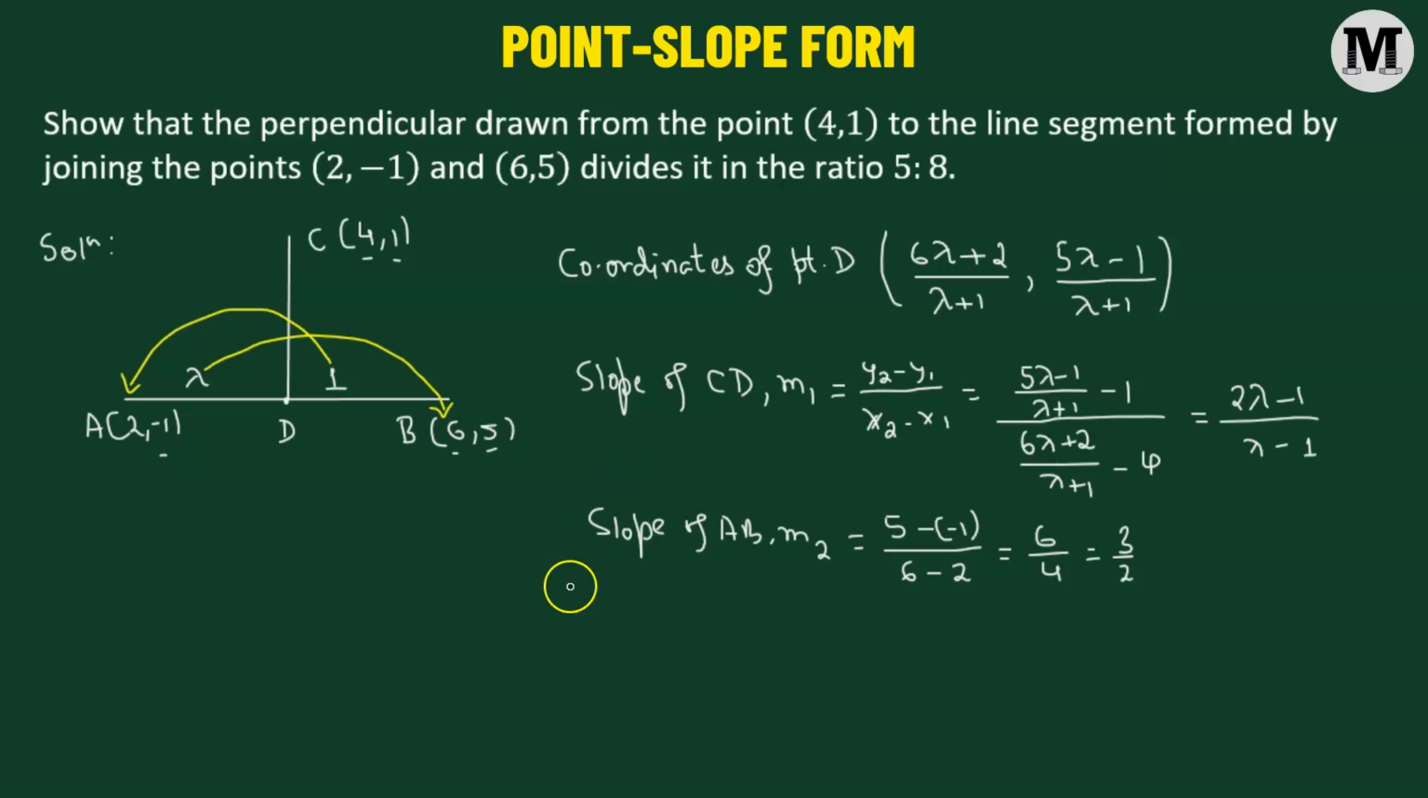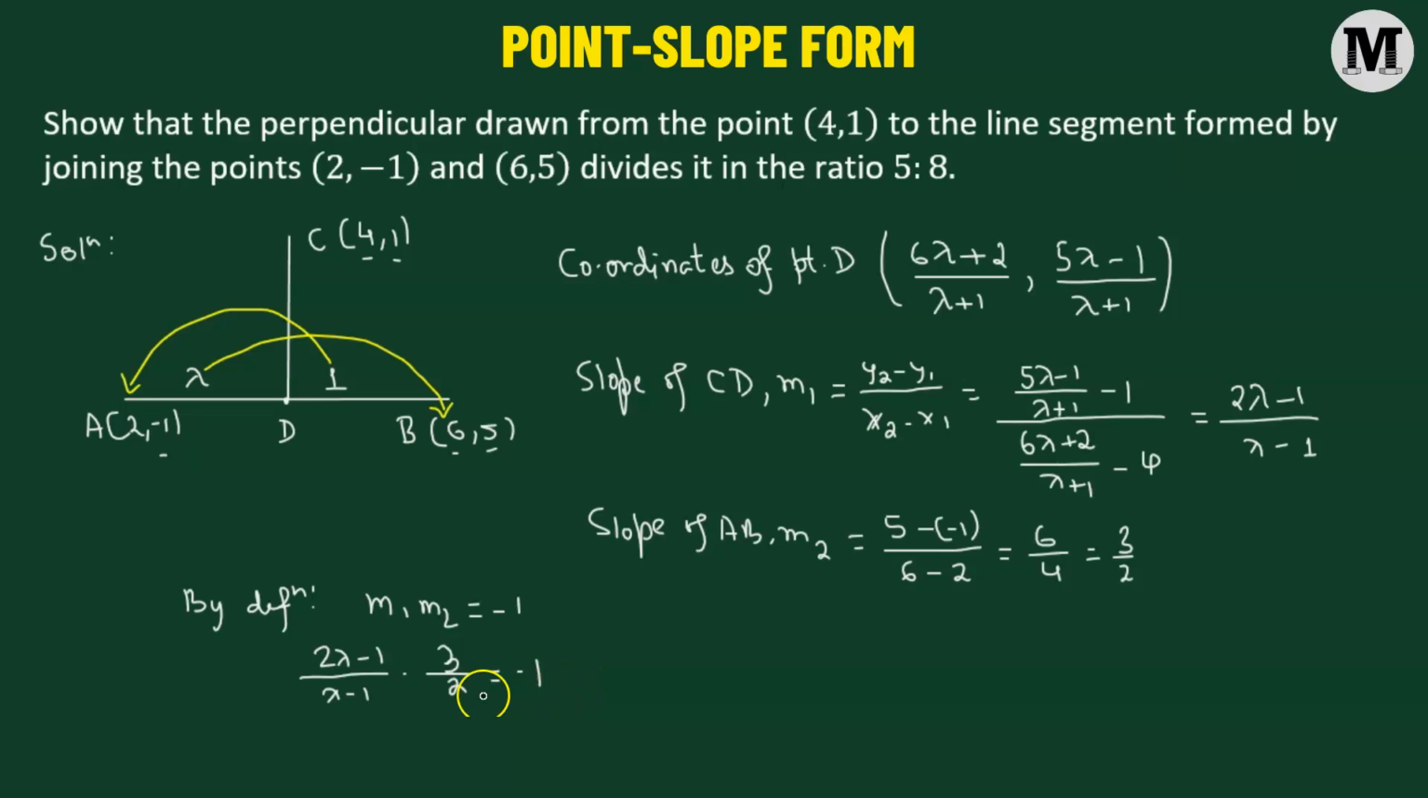Now, the whole reason we're finding the slopes is because we know by definition that whenever two lines are perpendicular to each other, the product of their slopes must be equal to -1. Fine. Now, since we have the values of M1 and M2, we can replace M1 with 2 times lambda minus 1 divided by lambda minus 1, and M2 will be 3/2, and this will be equal to -1.